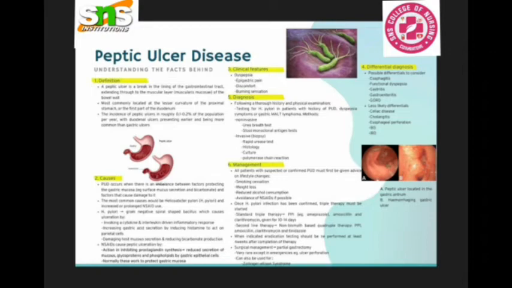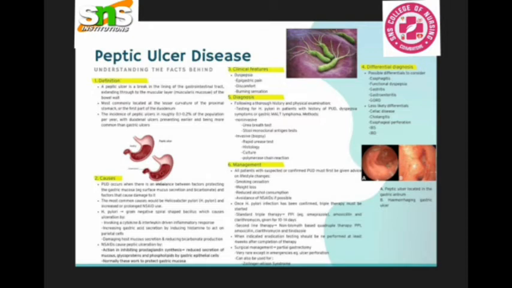How can we identify it? A urea breath test, a stool antigen test, and culture can be done. With these we are able to find out the cause.